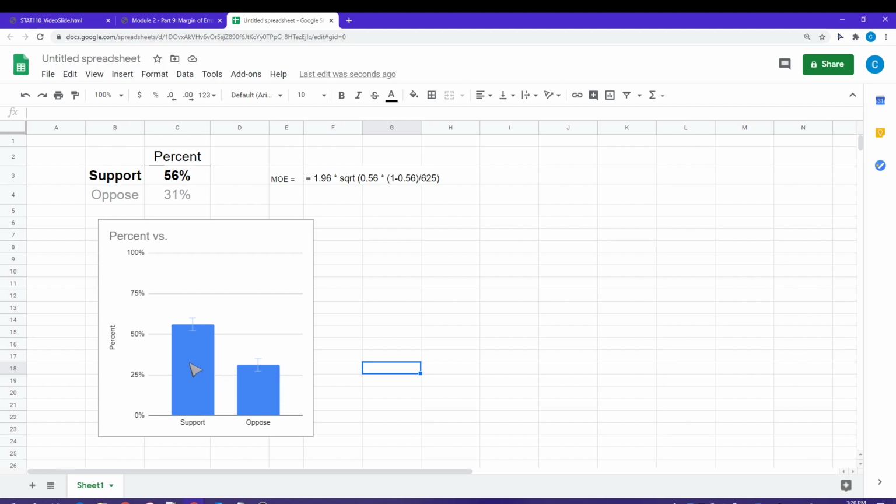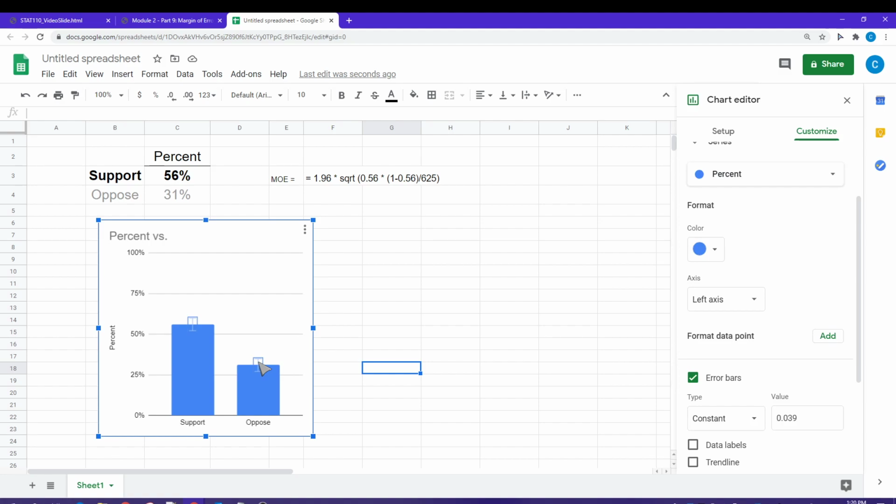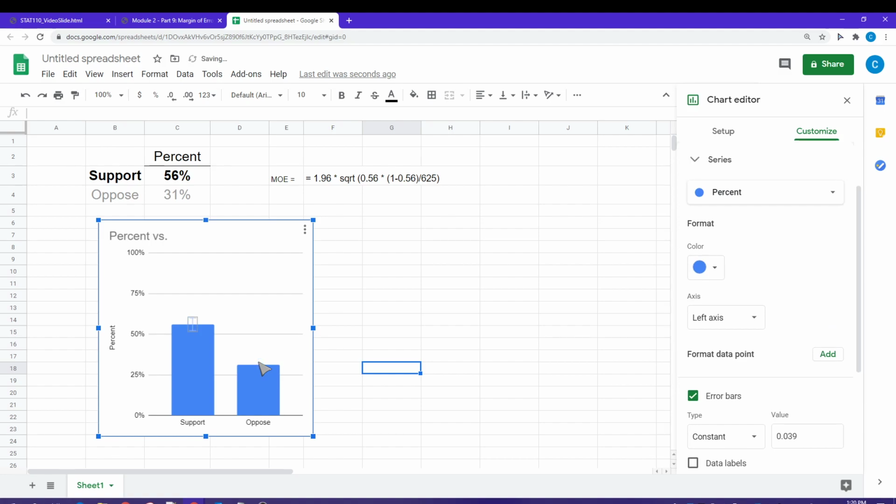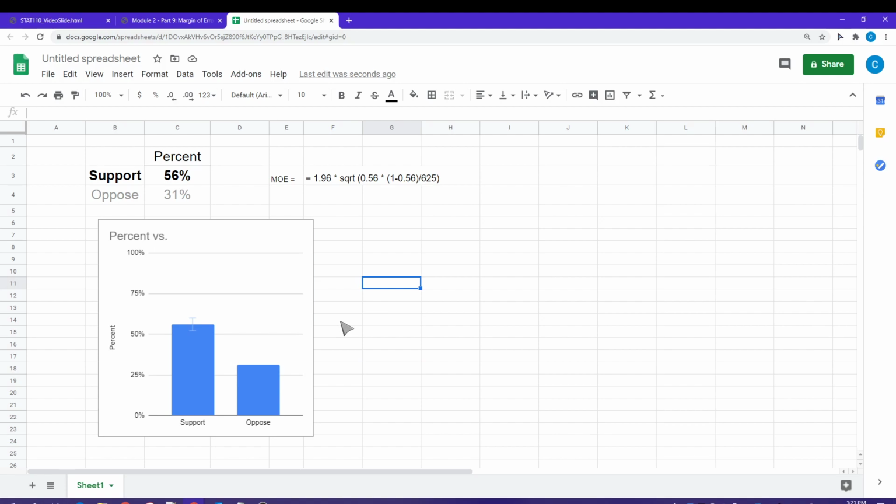Now that 3.9% is the margin of error for the support bar. What Google Sheets does automatically is it adds that to both the support and oppose bar. Now the oppose bar is going to have a slightly different margin of error because it's not 0.56, but it's 0.31. So what I usually do is just take off the oppose bar there. I can double click on the bar that was there for oppose and just hit the delete key, and that'll go away. It's kind of hard to see, it's kind of faint, but that margin of error is there on top of that bar now. And again, what that just represents is how much that bar can go up or down.